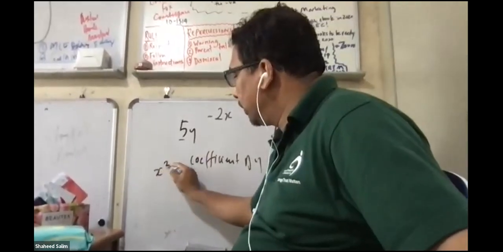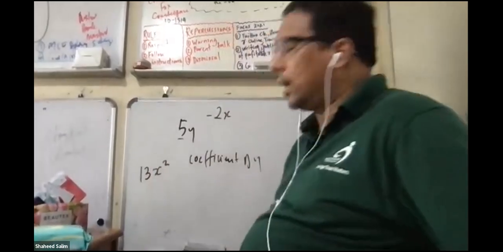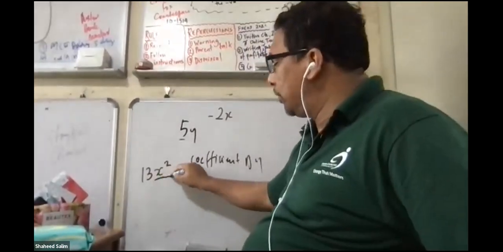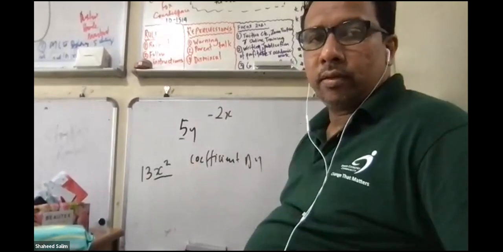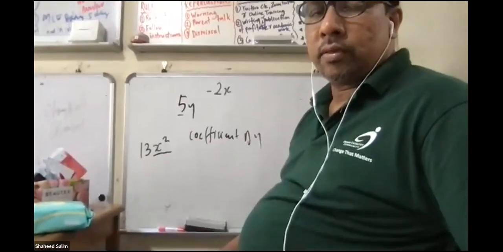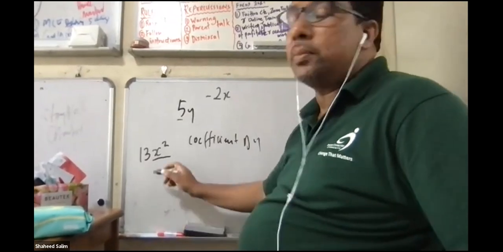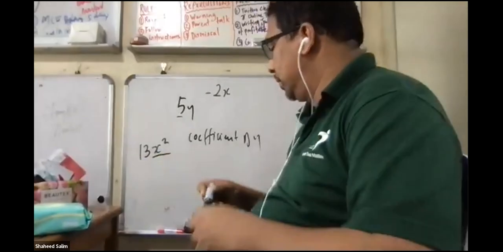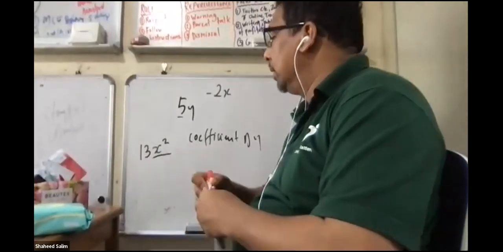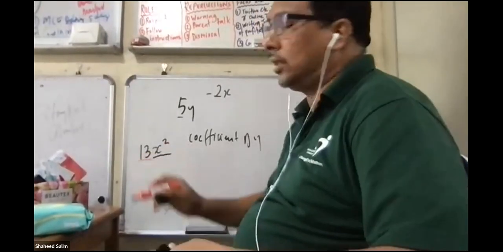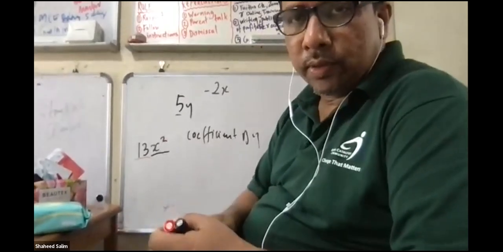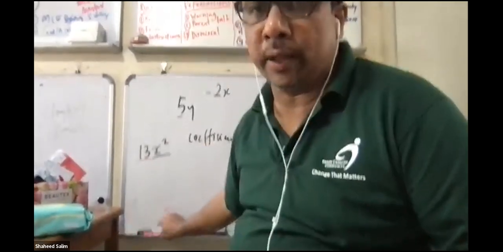Let's say now I put 13x squared, and ask Sabrina, what is the coefficient of x squared? I don't know the meaning of coefficient. Coefficient means the number in front here. So it will be 13. The coefficient of x squared is 13. Easy, no? It's just a word.